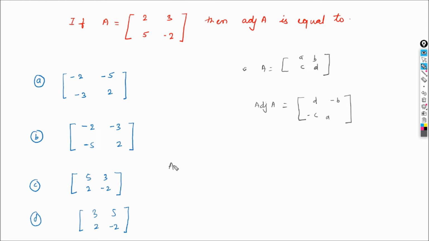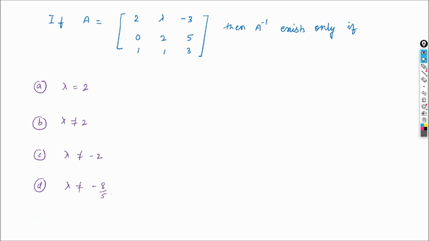So here we can say that adjoint of A is equal to, interchanging diagonal elements here, minus 2, changing its sign, minus 3, minus 5, and here, so minus 2, minus 3, minus 5, 2, our answer. So here what is given, if inverse of the given matrix exists, then we have to find the value of lambda.